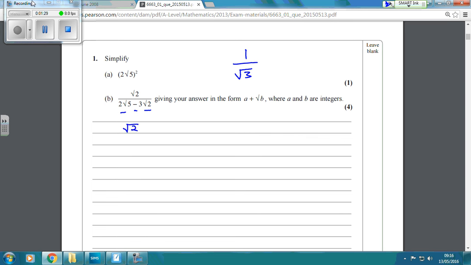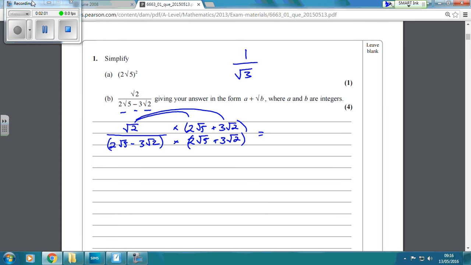So you're going to have root 2 over 2 root 5 minus 3 root 2. Then you multiply top and bottom by 2 root 5 plus 3 root 2. If you put those in brackets, and then you just multiply out. So you do root 2 times 2 root 5, you do root 2 times 3 root 2, and then on the bottom you do the smiley face method.